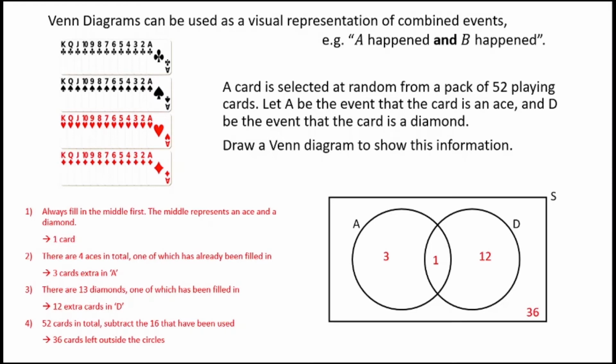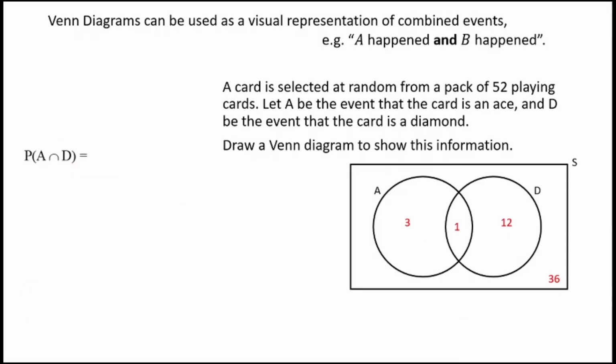Okay, now that the Venn diagram's complete, we should be able to work out some probabilities. The probability of A intersection D. So the probability that I pick a card at random and it is both an ace and a diamond. Well, there's only one card in that region, and out of 52, we get a probability of 1 over 52.